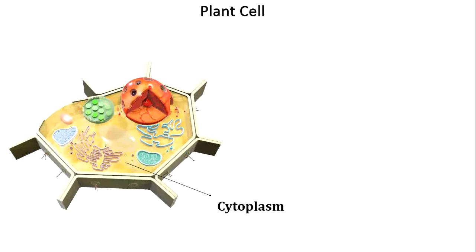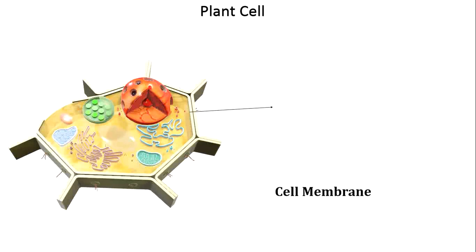Now we come to the cytoplasm. As we studied before in the animal cell, the cytoplasm is inside the cell and it runs through the cell membrane. It is the one which supports all the parts inside the cell.